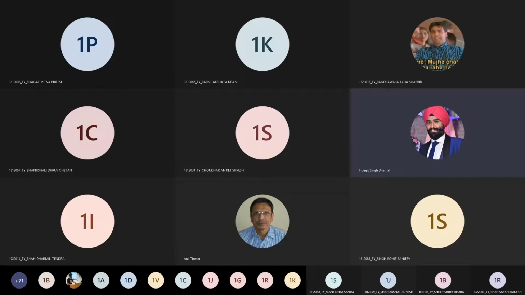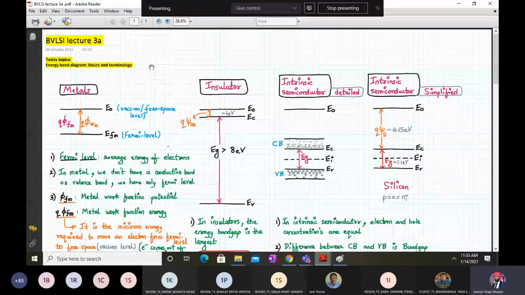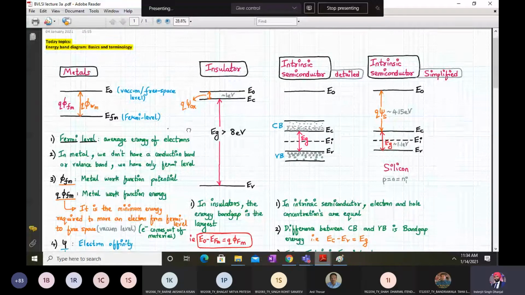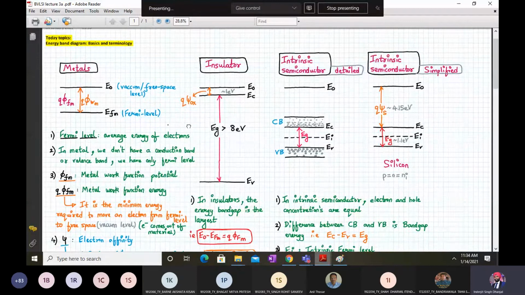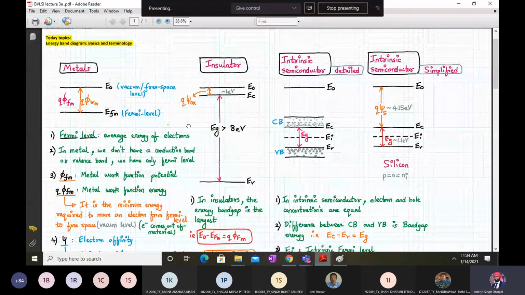Let us start with BVLSI lecture number 3A. So we'll start today with energy band diagram, its basics and some of the terminology. And we will draw the energy band diagram for metals, insulators and semiconductors finally. So let us start.